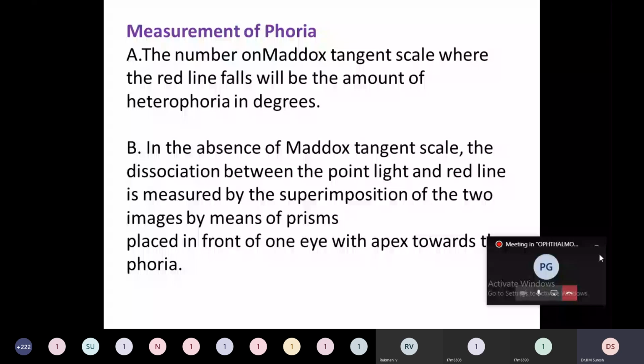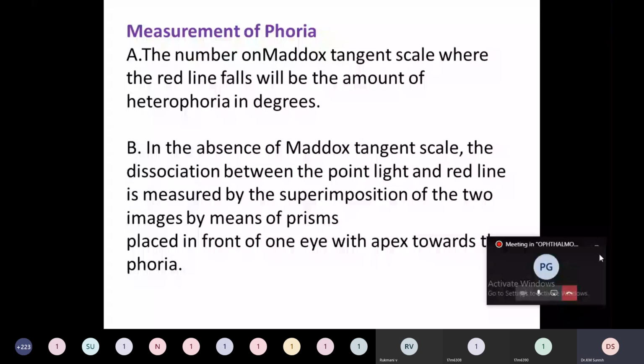The dissociation between the point light, which is seen by one eye, and the red line seen by the other eye is measured by the superimposition of the two images by means of prisms. You have to go on putting the prisms with the apex towards the phoria till both the images fuse together, and the strength of that particular prism which was used to fuse both the images is referred to as the amount of phoria. So this is about the technical details and the procedure of Maddox rod test.